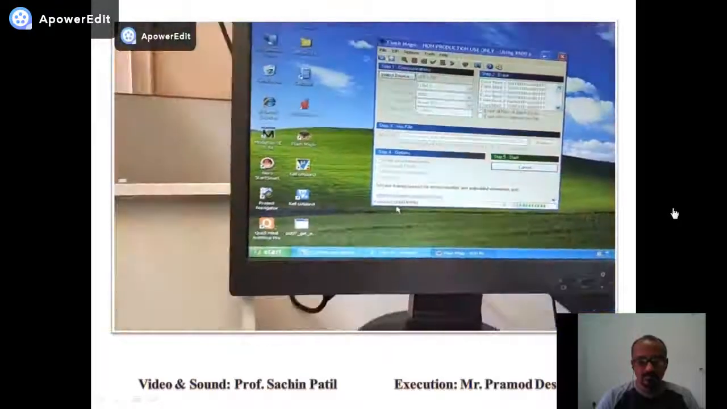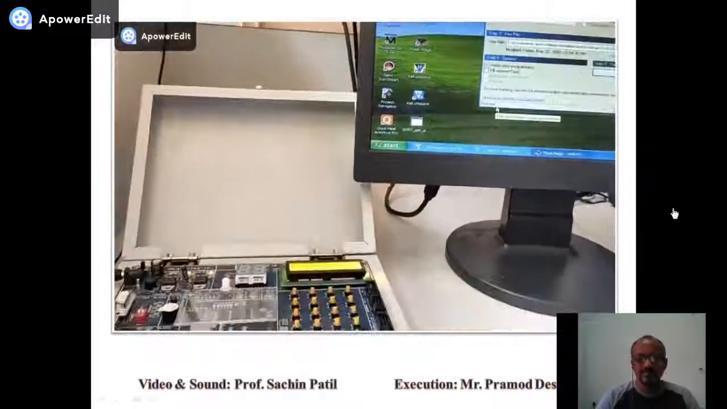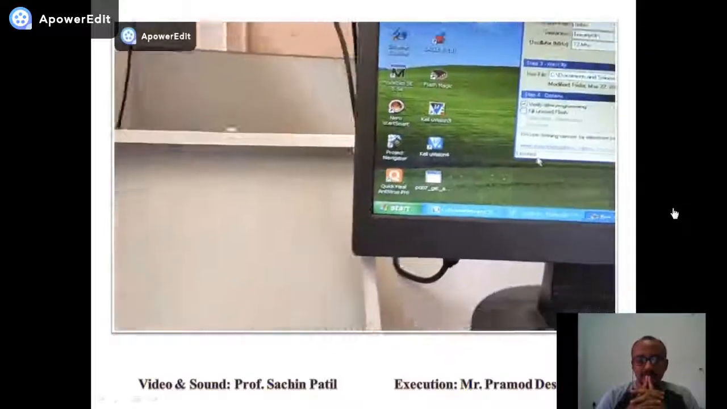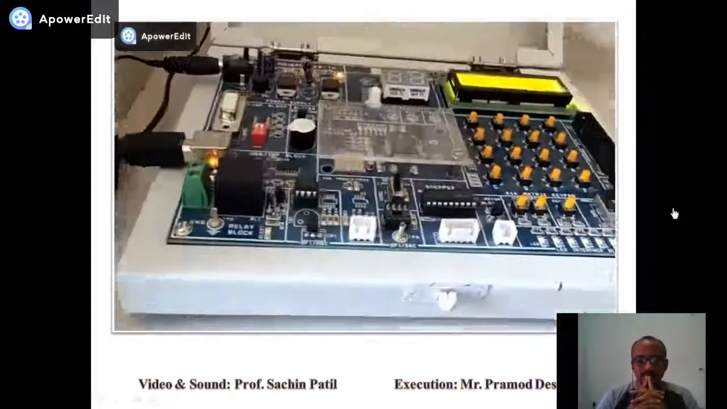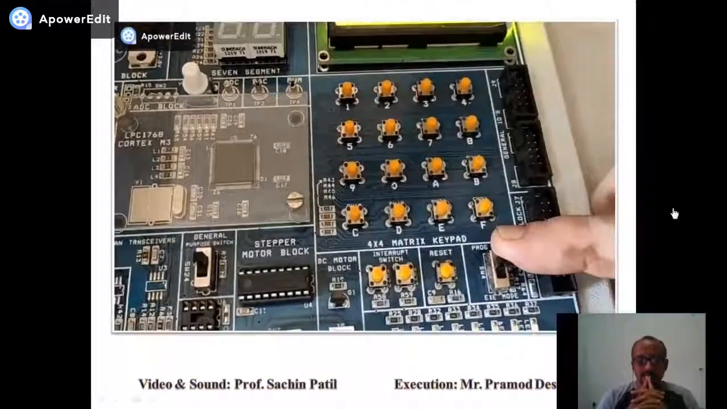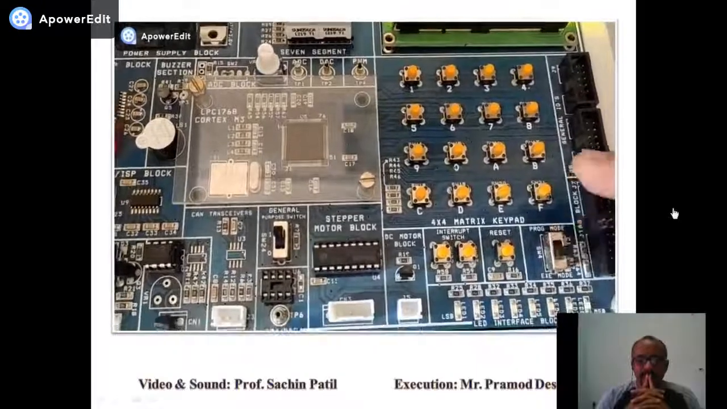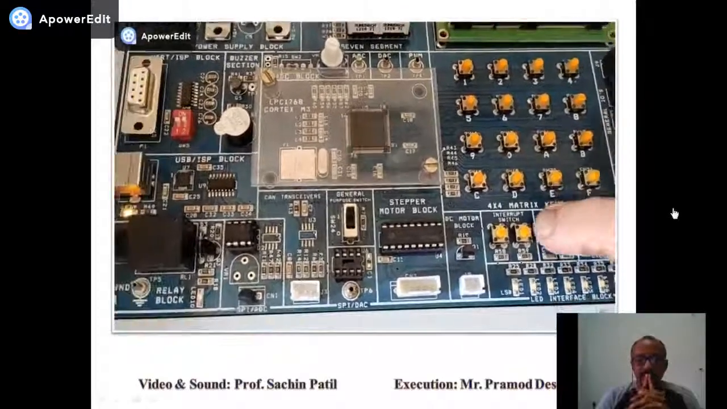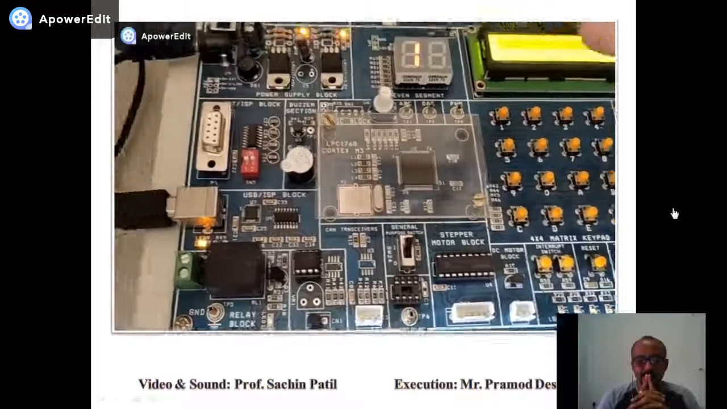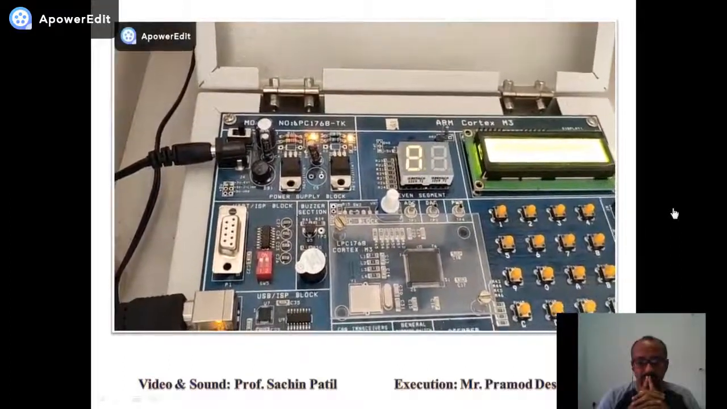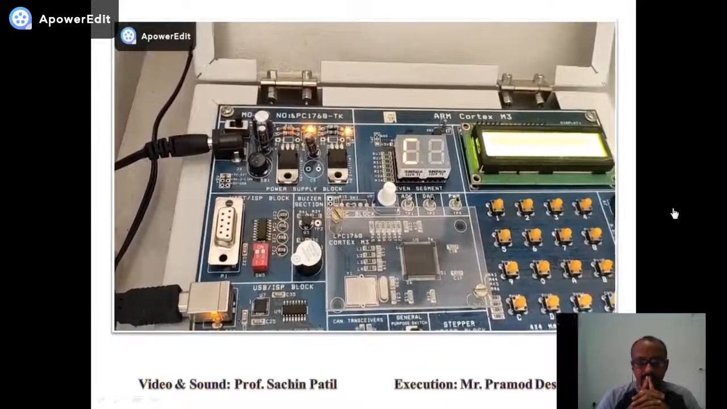Once the code is done, you will see the finish display on Flash Magic. So now on the target board, we have to keep it in execution mode, and we have to press the reset button. You can see here the hex numbers are displayed.